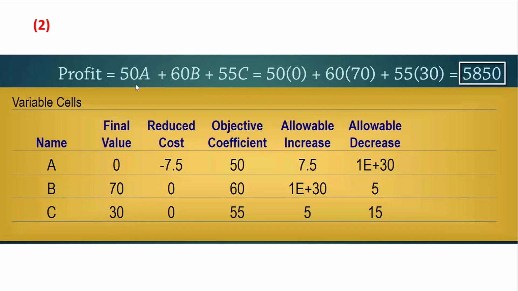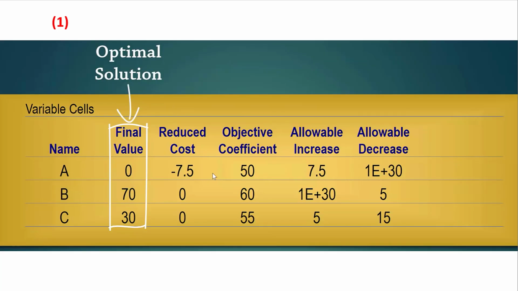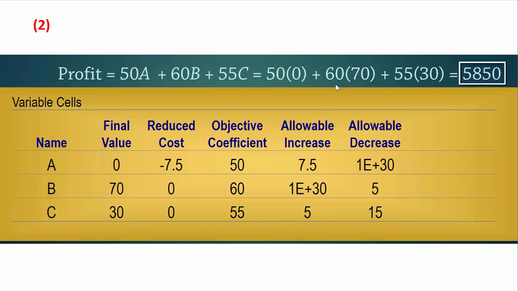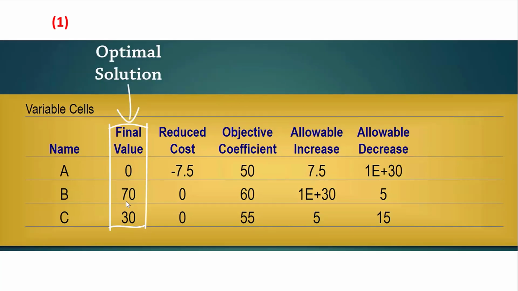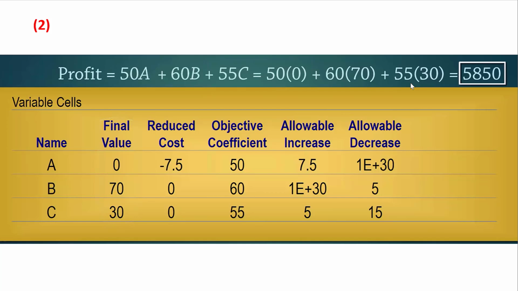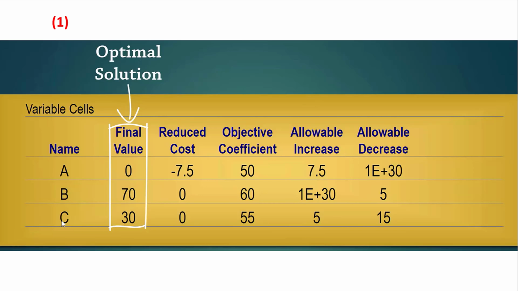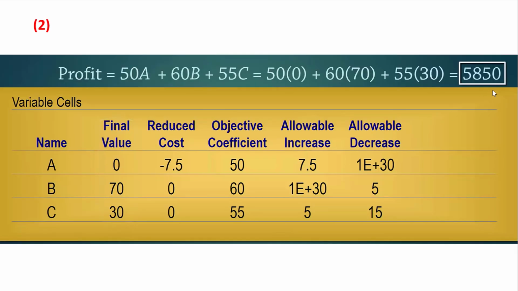We know the objective function from the question is 50A + 60B + 55C. So 50 multiplied by 0, because the value of A is 0, plus 60 multiplied by 70 for B, plus 55 multiplied by 30 for C. So the result will be 5,850.